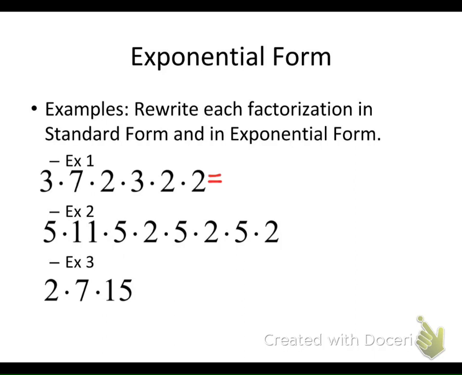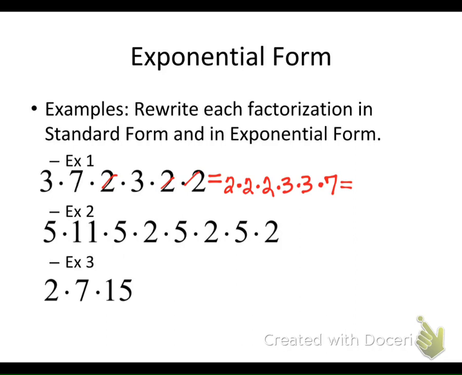So how many 2's do I have there? 3. So I'm going to write 2 times 2 times 2. Okay? How many 3's do I have? 2. So then I'm going to continue times 3 times 3, and then times 7. So that's standard form. Now we're going to take standard form and write it in exponential form.